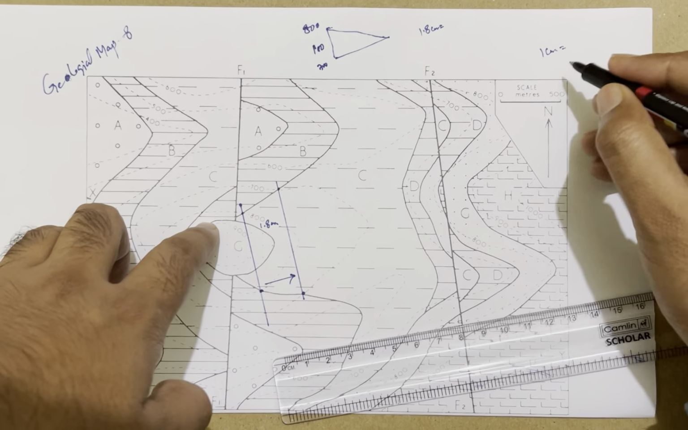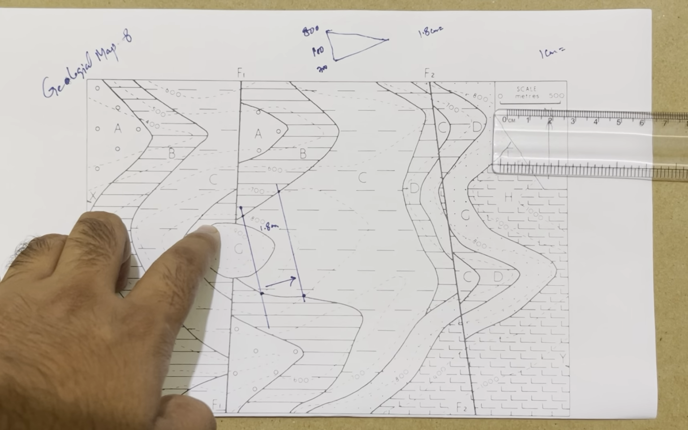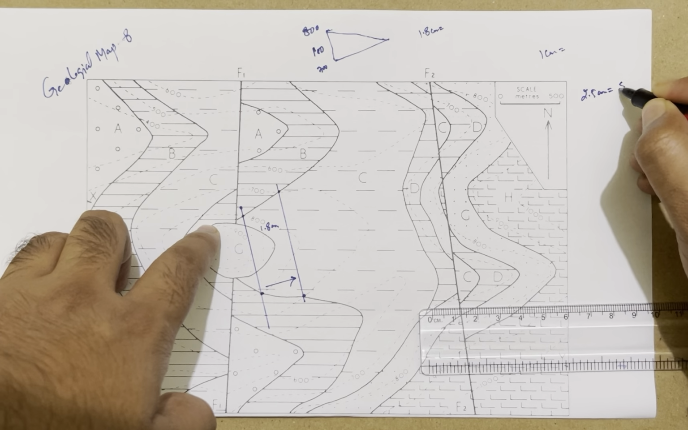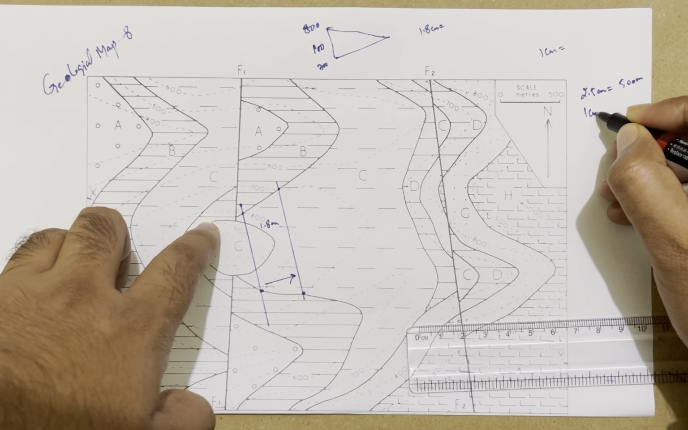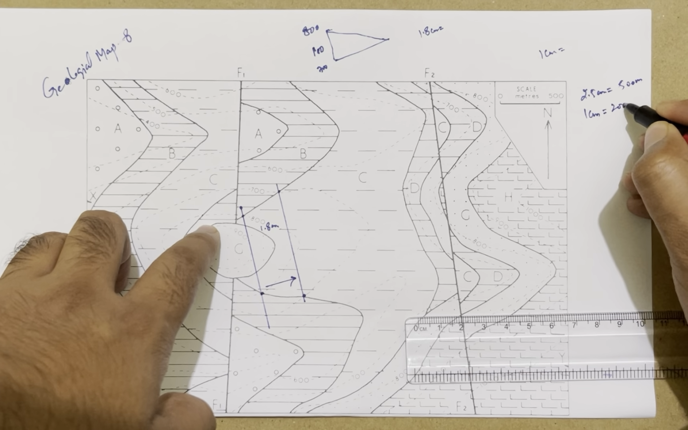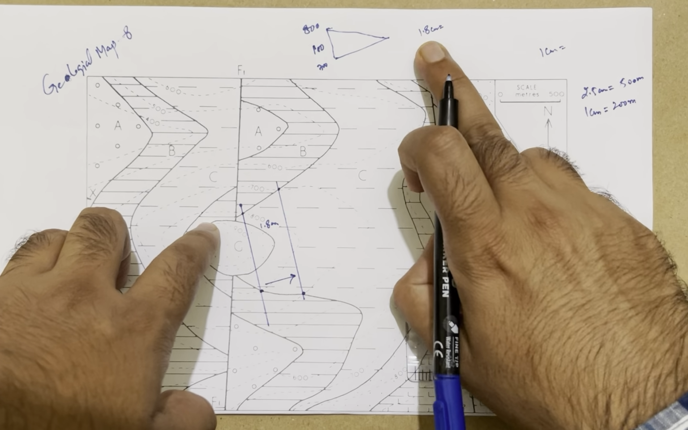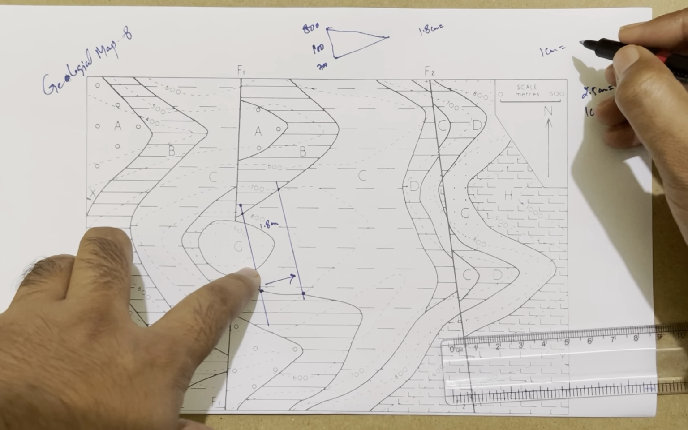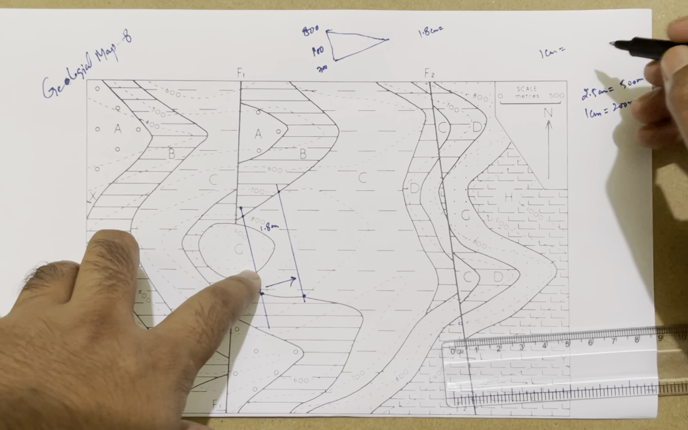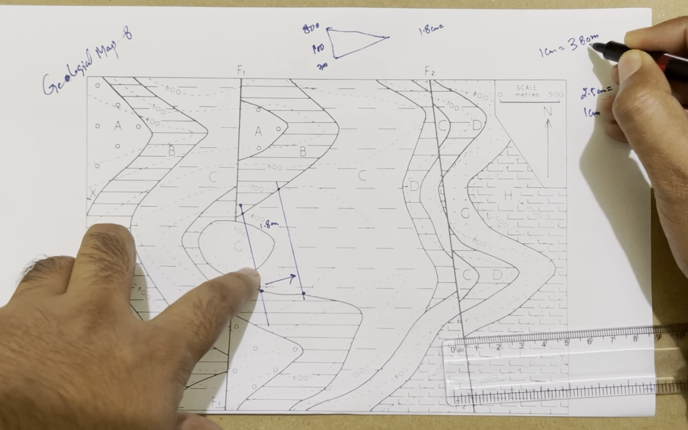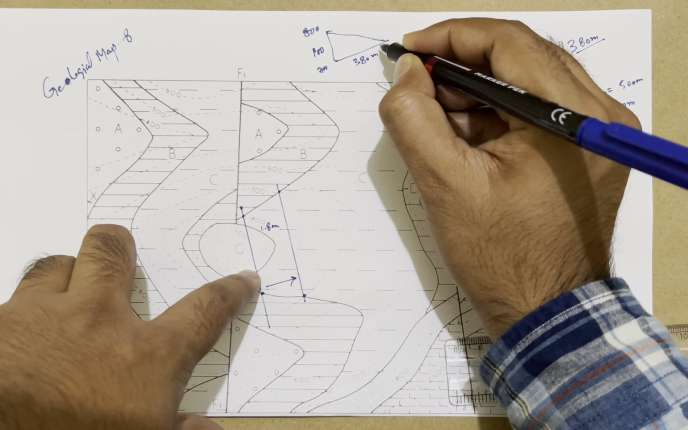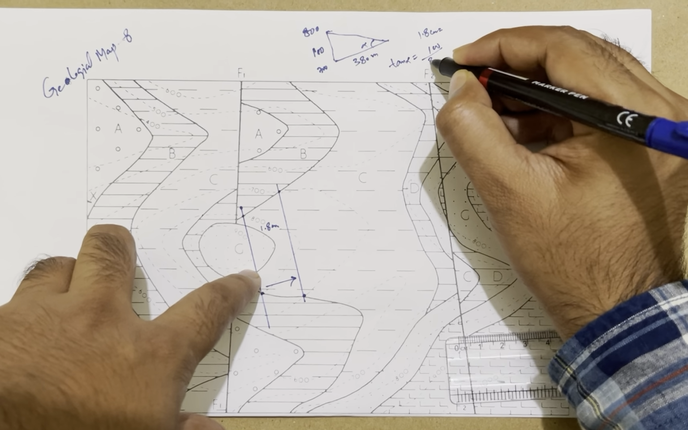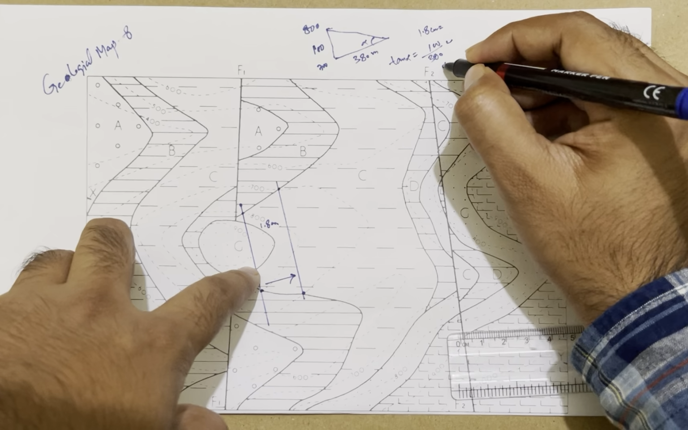If we measure this, it is 2.5 centimeter. So 2.5 centimeter is equal to 500 meter, and calculating, 1 centimeter is equal to 200 meter. Our distance is 1.8, so with 1 centimeter being 200 and this being less than 2, it means 380 meter. So we can write 380 meter. If this is alpha, tan alpha is equal to 100 by 380. In this way we can calculate alpha.